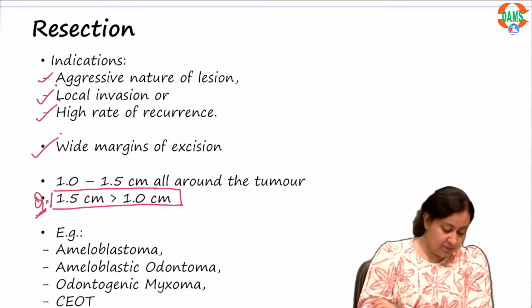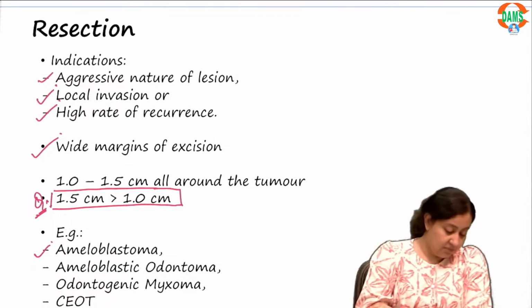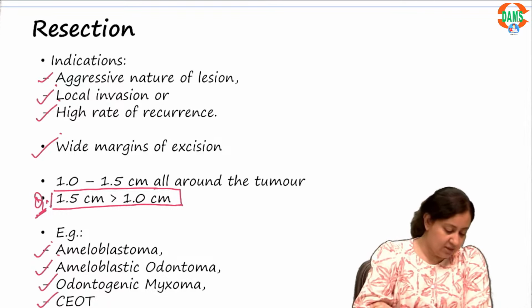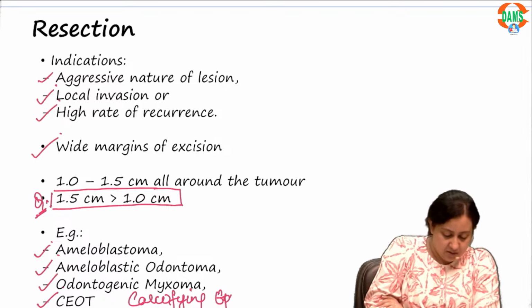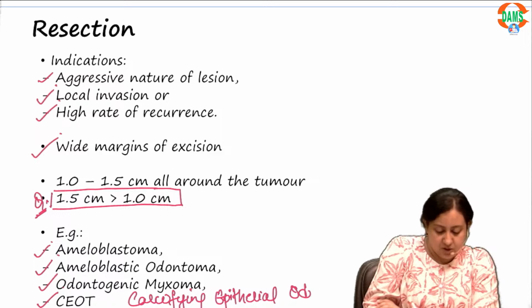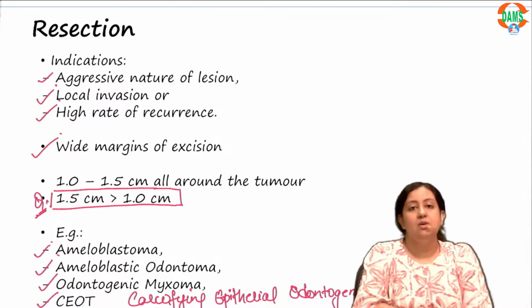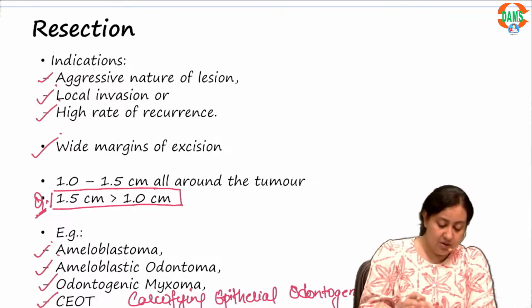So the examples are ameloblastoma, ameloblastic odontoma, odontogenic myxoma, and CEOT, calcifying epithelial odontogenic tumor. Okay, CEOT. So these are examples for resection.